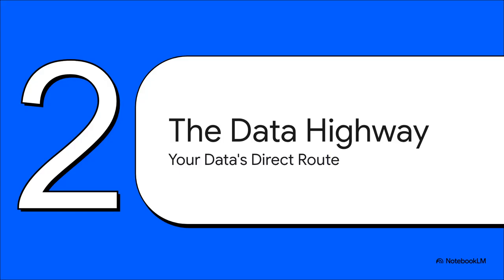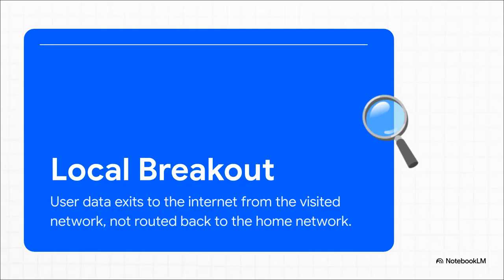All right, first stop on our tour, the data highway. This is probably the part that matters most to you as a user, right? It's all about getting your data to and from the internet as fast as humanly possible. And the key concept here is something called local breakout. Now, this is really cool. Instead of taking all your internet traffic and routing it all the way back to your home country before it hits the internet, local breakout lets your data break out directly from the network you're visiting. Trust me, this is a total game changer for speed and latency.